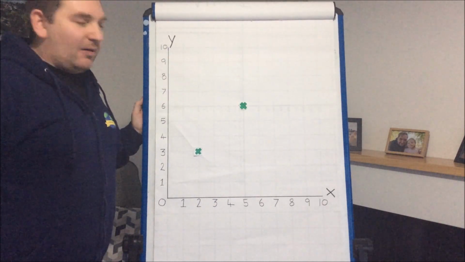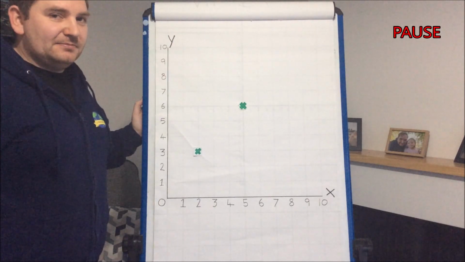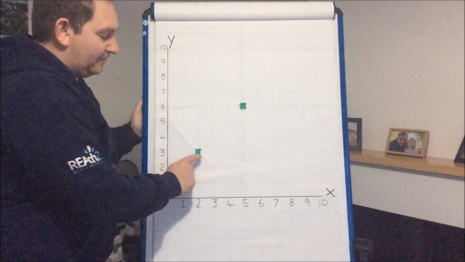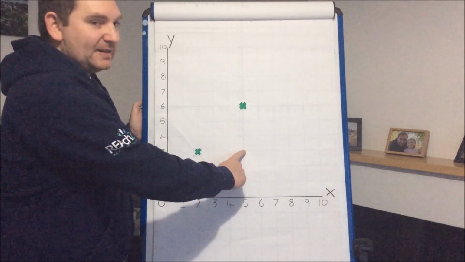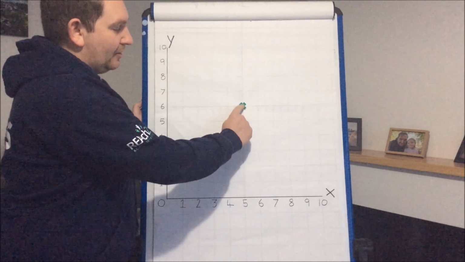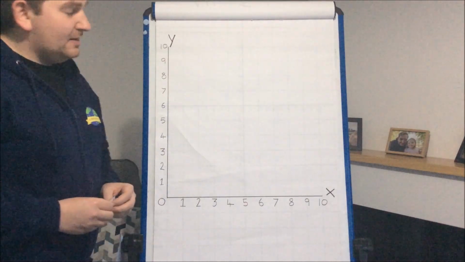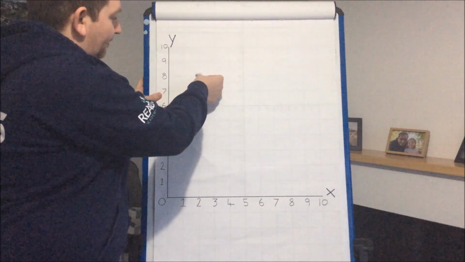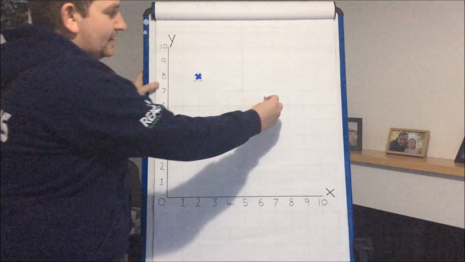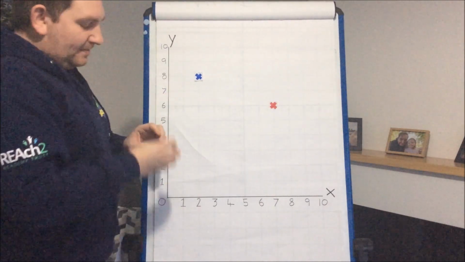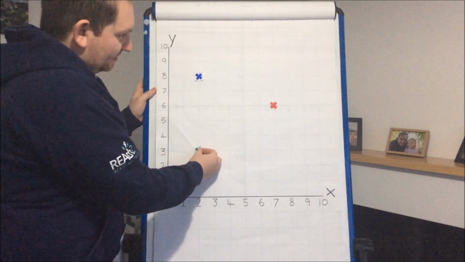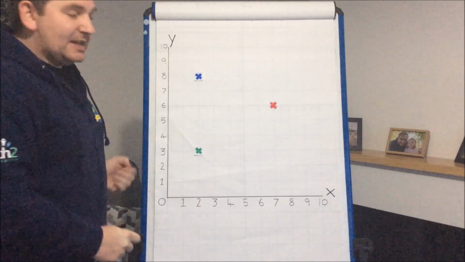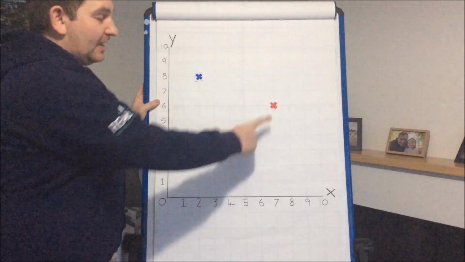Pause the video and have a think about what translation has just taken place. Okay, so hopefully you've worked out that it has moved 1, 2, 3 spaces to the right and 1, 2, 3 spaces up. So if I place 3 points in our first quadrant, I'll place the blue cross there, I'll place the red cross there, and then I'll place the green cross over here. I would like you to have a think about the translations that have taken place from blue to red and then red to green.